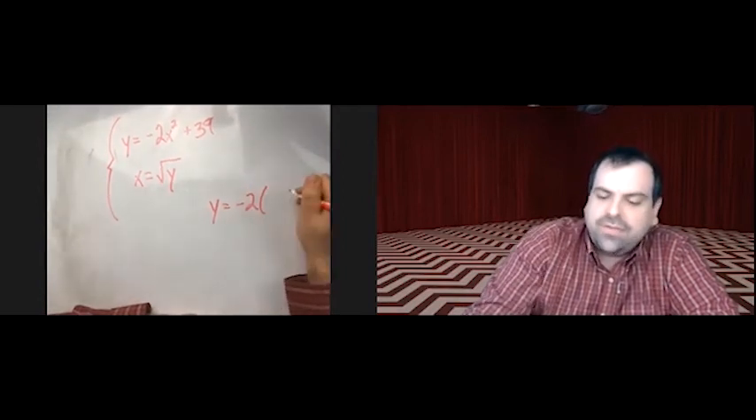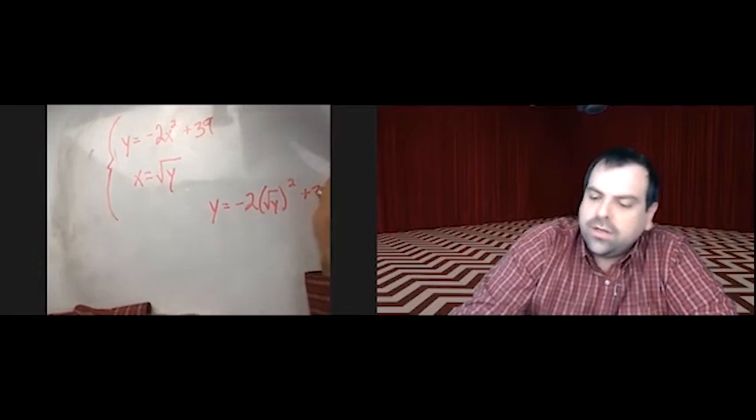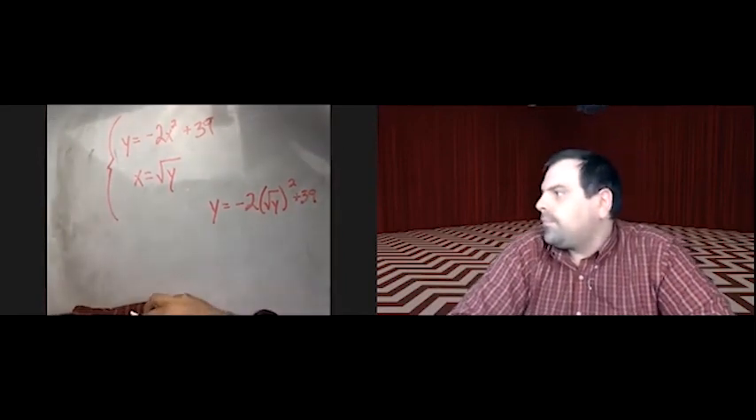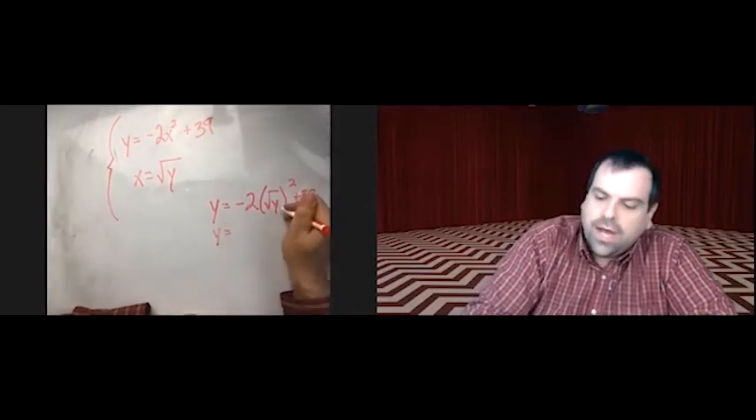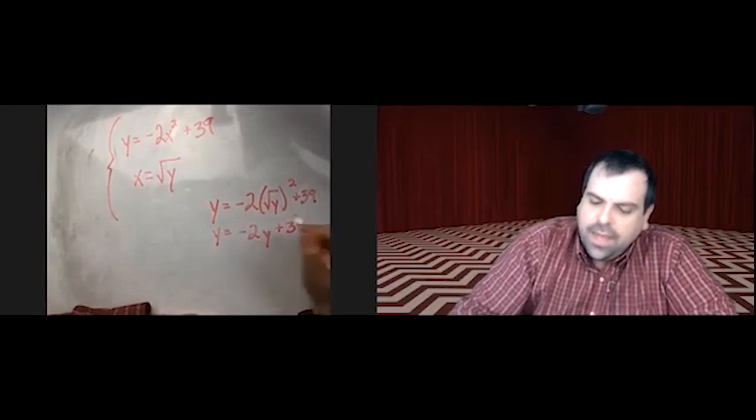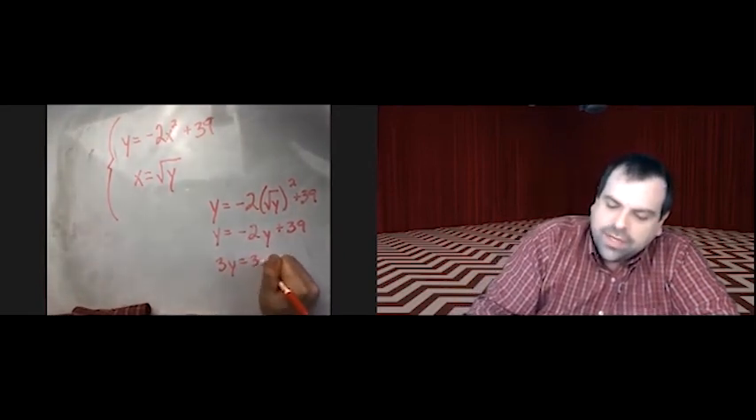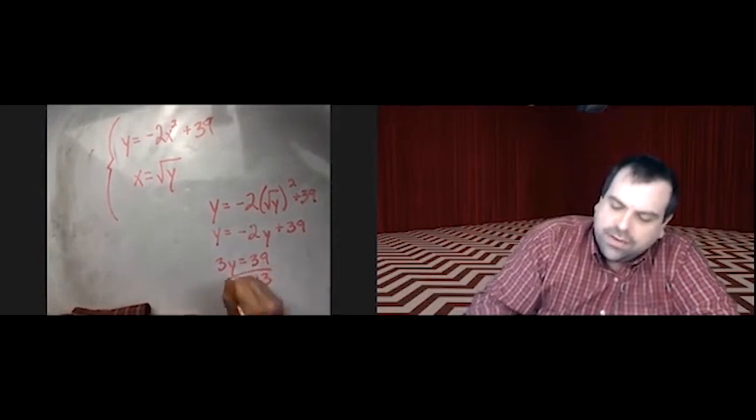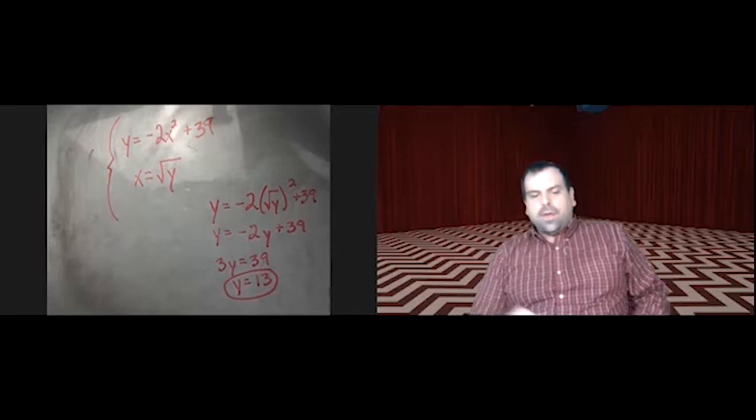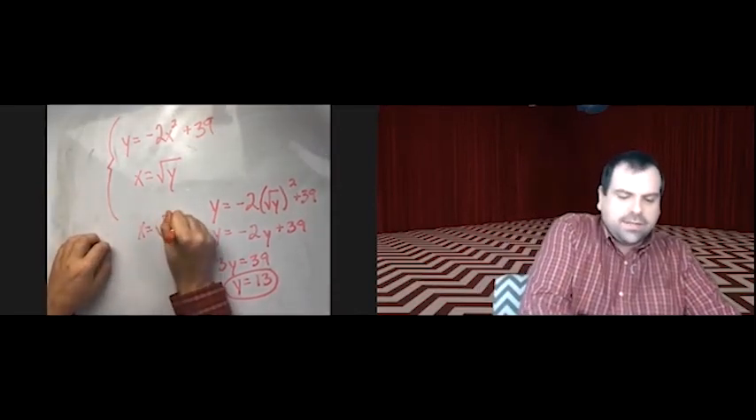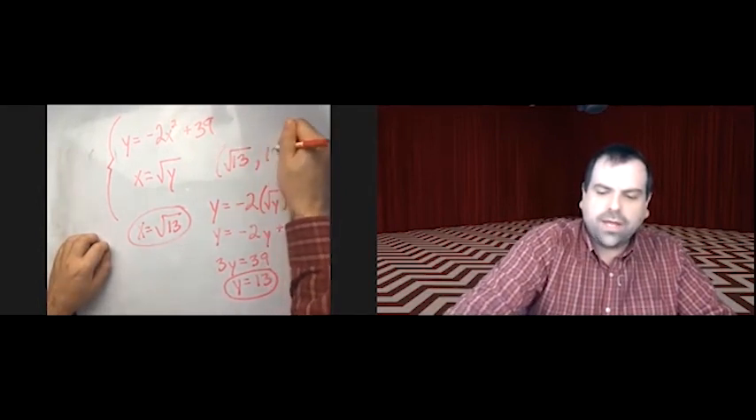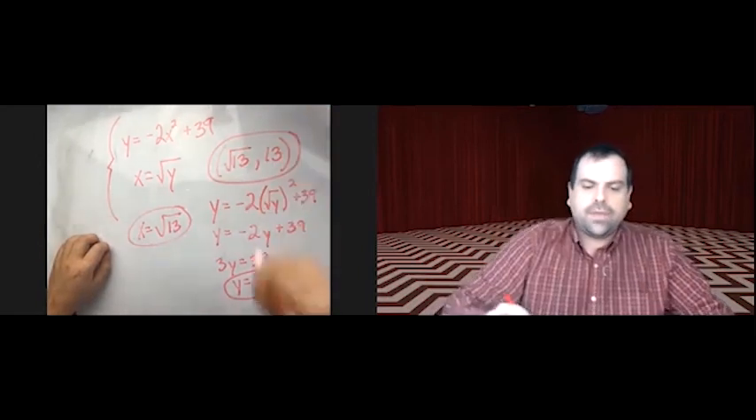Y equals negative 2. Instead of x squared, it would be the square root of y squared plus 39. And the square root of y squared is just y, so negative 2y plus 39. Add 2y to both sides, we get 3y equals 39. We get y equals 13. And x is the square root of y, which means x is the square root of 13. So our answer is the ordered pair, where x is the square root of 13 and y is 13.